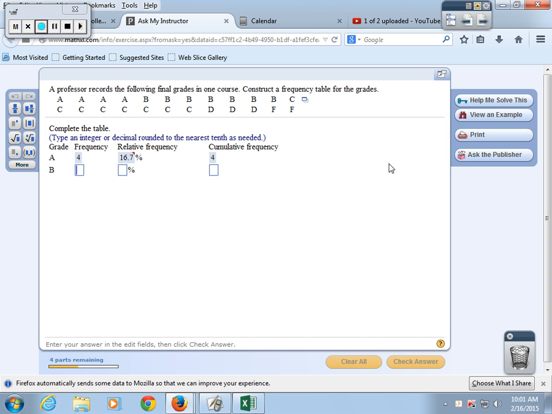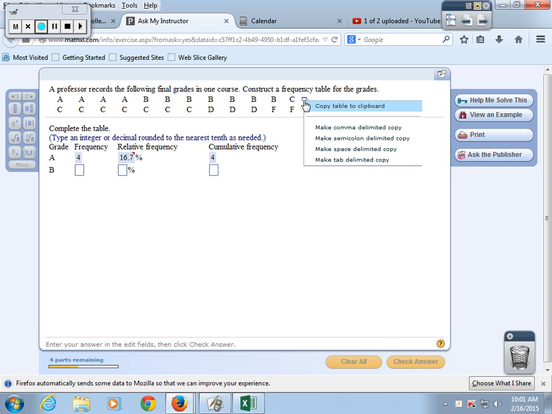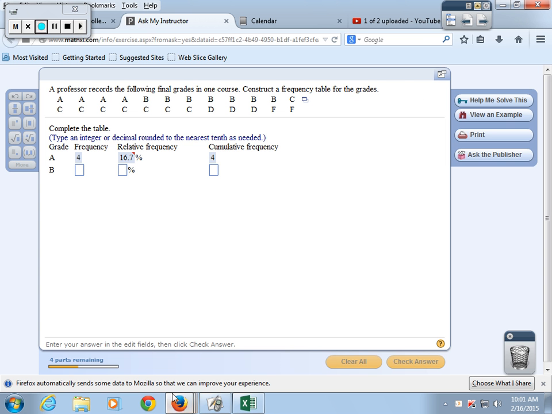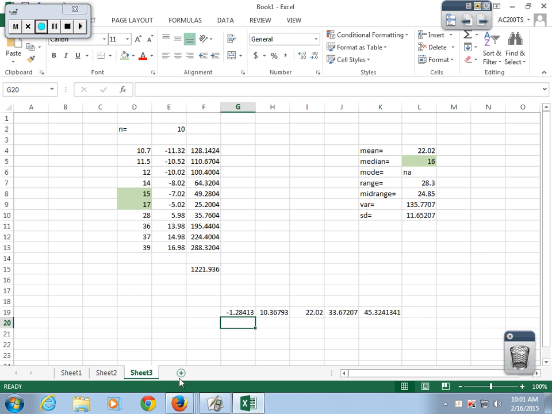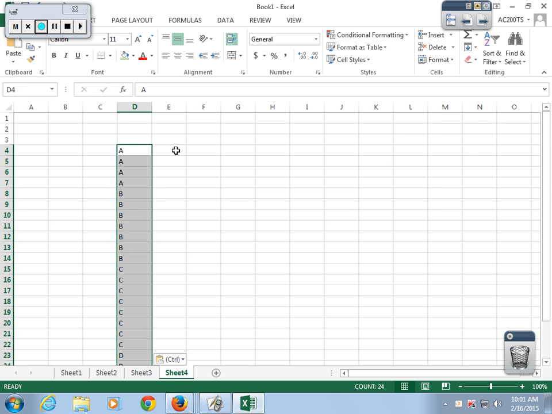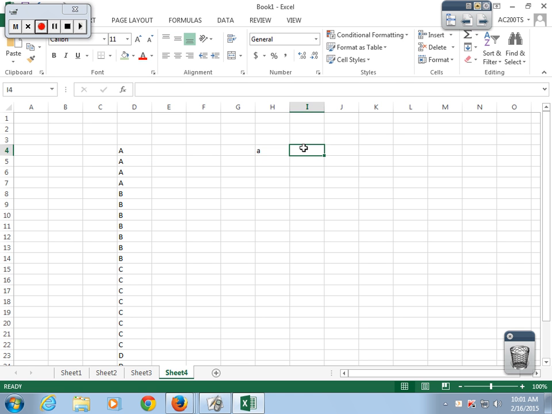All right, first thing I'm going to do is copy to the clipboard and pull it up in Excel. You don't have to do this, it's just something I do. Control V. And first thing you do is put in order. And then count A's. How many we got? 4.